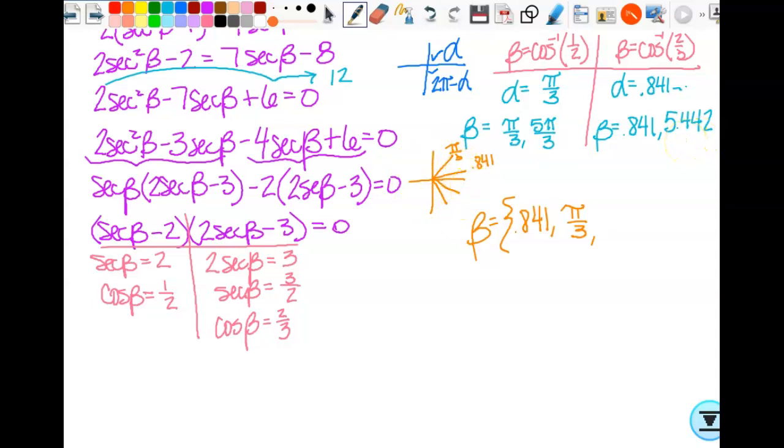You could estimate it using the estimations in your head again. You could type it in the calculator if you had to. I just wanted you to kind of also be able to use some reasoning. So then it would be 5 pi-thirds, and then it would be 5.442.